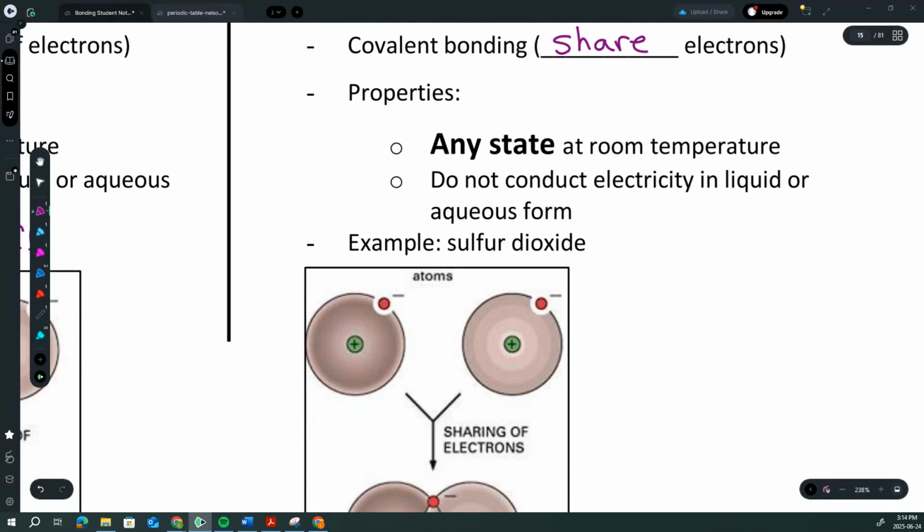An example of a molecular compound would be sulfur dioxide, or SO2. Okay, so sulfur as well as oxygen, those are both nonmetals. That's why that's a molecular compound.